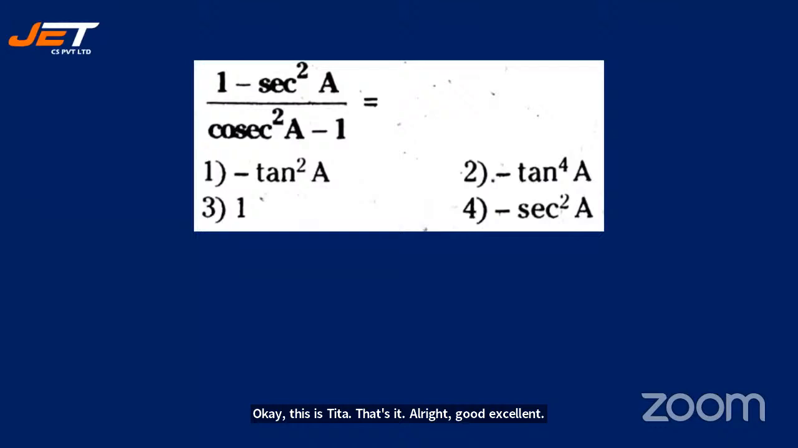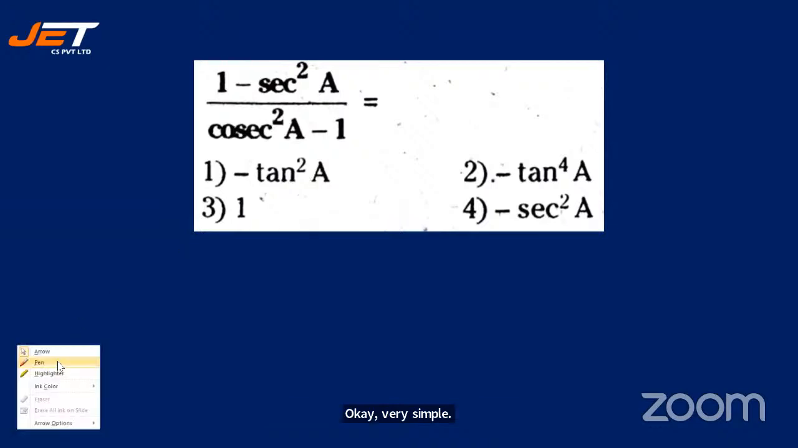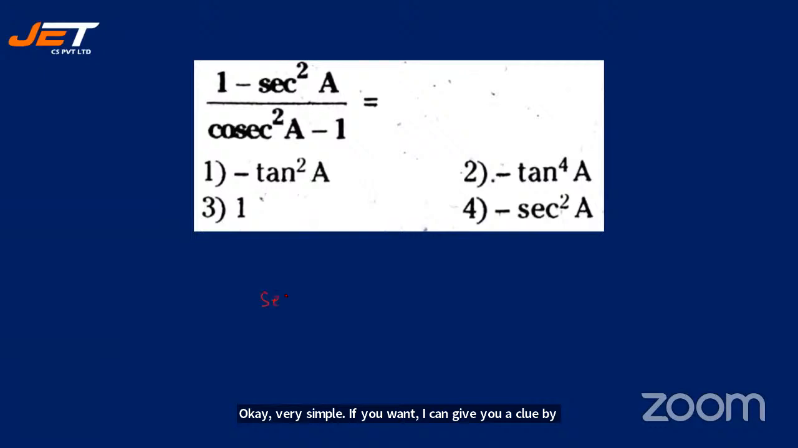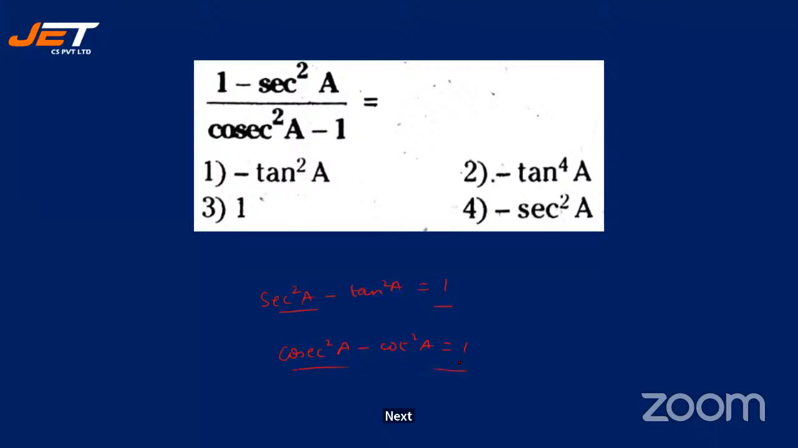1 minus secant square A by cosecant square A minus 1 is what? Yes. So use the formula. What is 1 minus secant square A? Okay. Very simple. If you want, I can give you a clue. Secant square A minus tan square A is equal to 1. Now with this, find out what is secant square A. One clue. Next, cosecant square A minus cot square A is equal to 1. With this, find out what is cot square A minus 1.